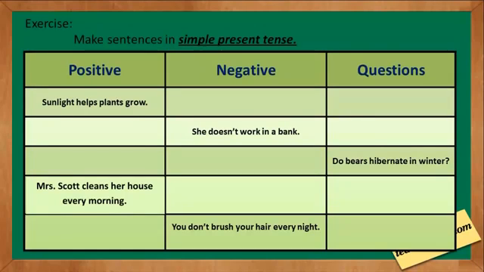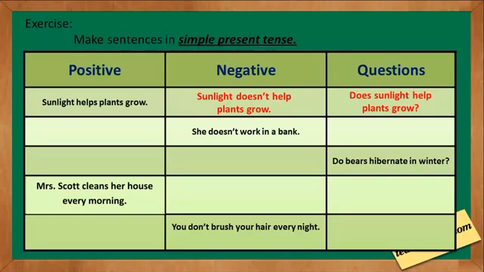For our exercise, make sentences in simple present tense. The first one: Sunlight helps plants grow. The negative sentence should be, Sunlight doesn't help plants grow. And for the question, it should be, does sunlight help plants grow?